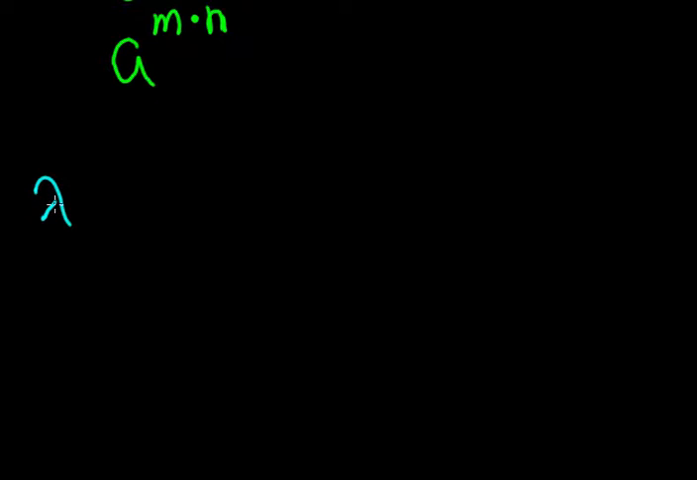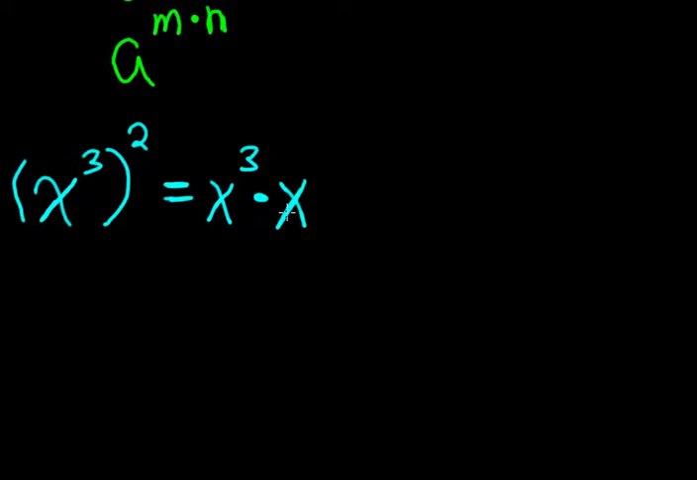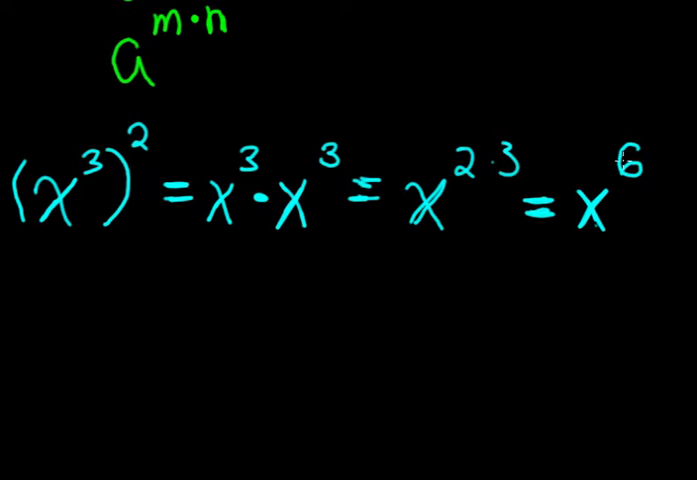x cubed squared. Well, this is the same as x cubed times x cubed. Or x to the 2 times 3, which equals x to the 6th. x to the 6th.